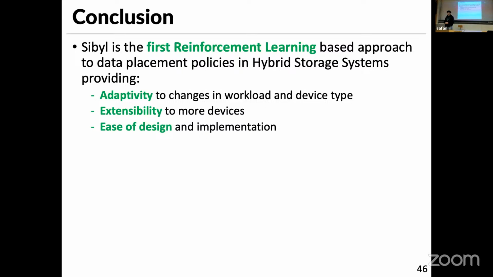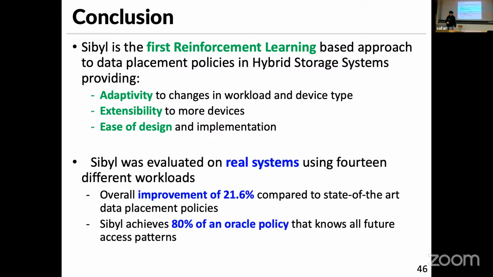So yeah, as for the conclusion, to recap quickly, we have seen that Cibil is the first reinforcement learning based approach to data placement policies. It provides adaptivity, extensibility, and also a big ease of design and implementation. And as for the evaluation, it was evaluated on real systems, so you can really see what it would look like in the real world.